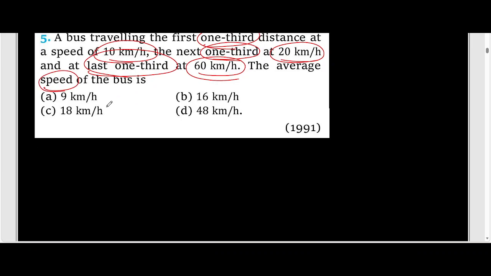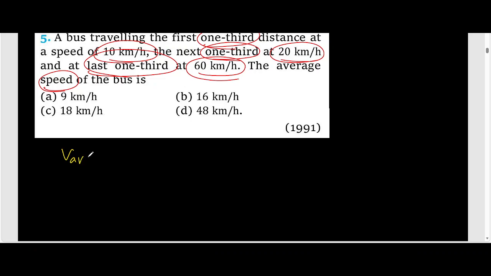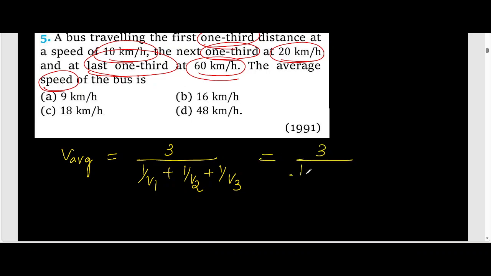Now it's not two equal distances. It's three equal distances. So what will you do? V average is what? n equal distances, there are 3 equal distances, so n divided by 1 by v1 plus 1 by v2 plus 1 by v3. Now just substitute the data. What is v1 here? 10. So 1 by 10. v2 is 20. So plus 1 by 20. And v3 is 60. So plus 1 by 60.